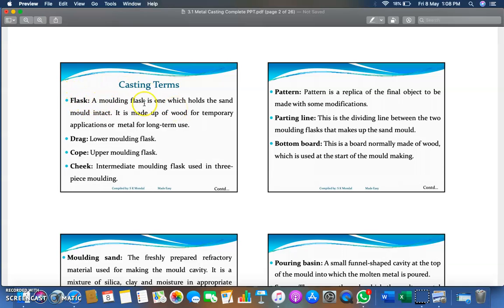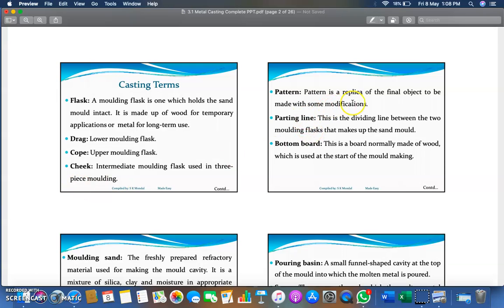Flask: a mold flask is one which holds the sand mold intact, and it is made of wood for temporary application or metal for long-term use. This is called a flask. The lower molding flask is called the drag, and the upper molding flask is called the cope. The intermediate molding flask is used in three-piece molding. If you are using three-piece molding, then there will be an intermediate flask which is called the cheek.